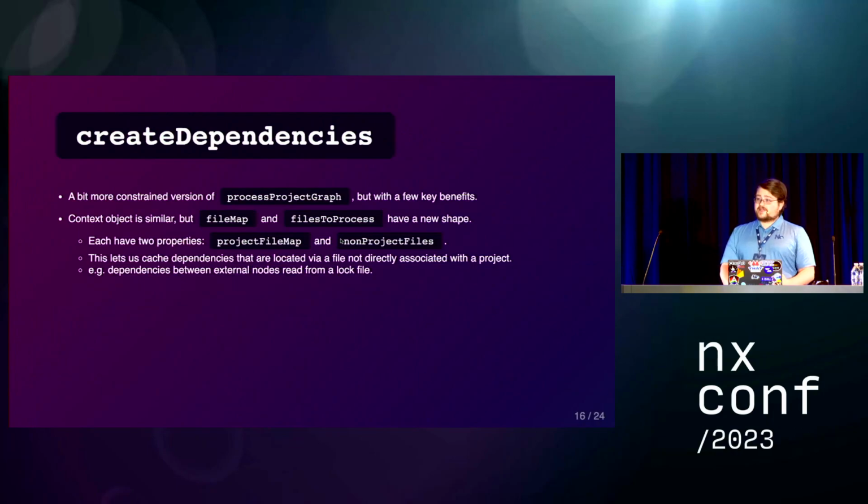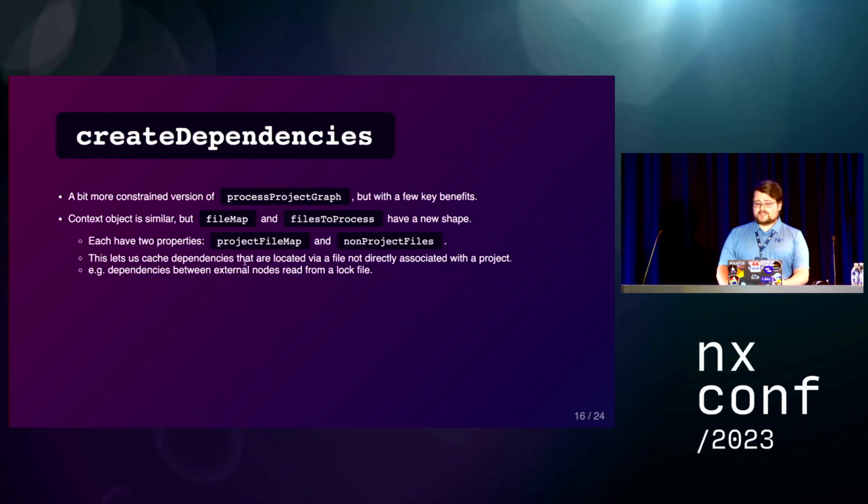So the other part of this API is createDependencies. I'm not going to have a live demo for this because it's a little bit more involved. But the big thing to know is this is the replacement for Process Project Graph in existing plugins. It's a little more constrained. You can't do everything that Process Project Graph could do, but there are good reasons for that. So like I said, you can't add nodes because there's a different place to add nodes now.